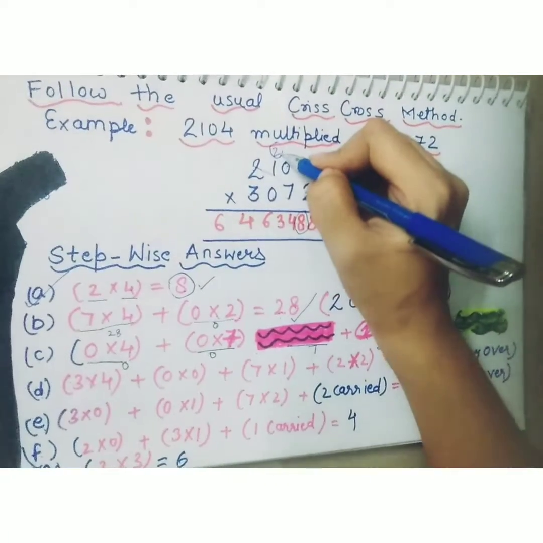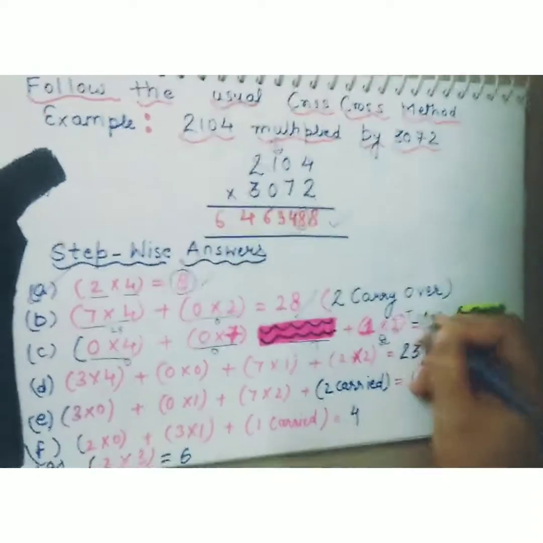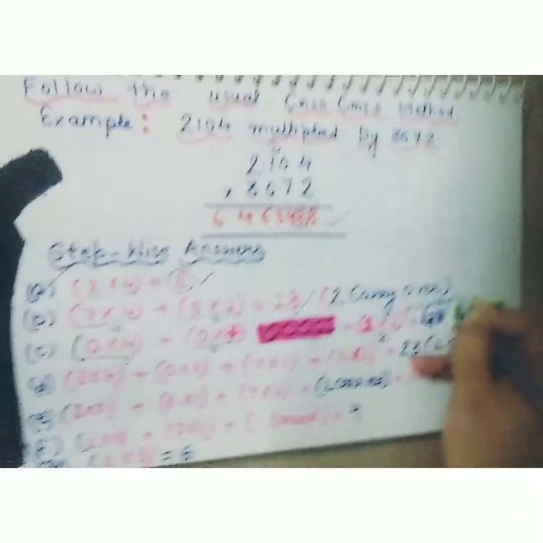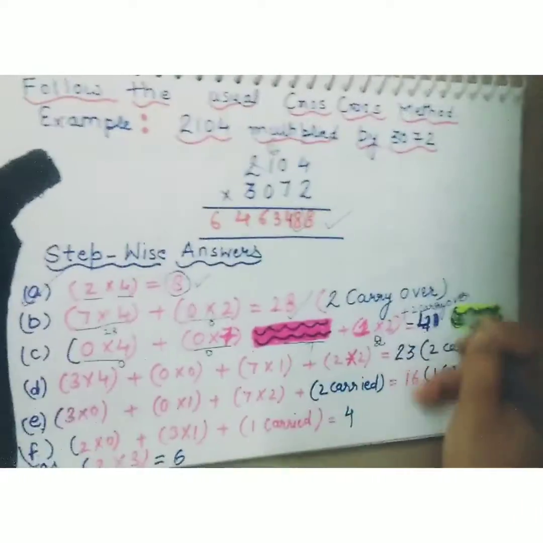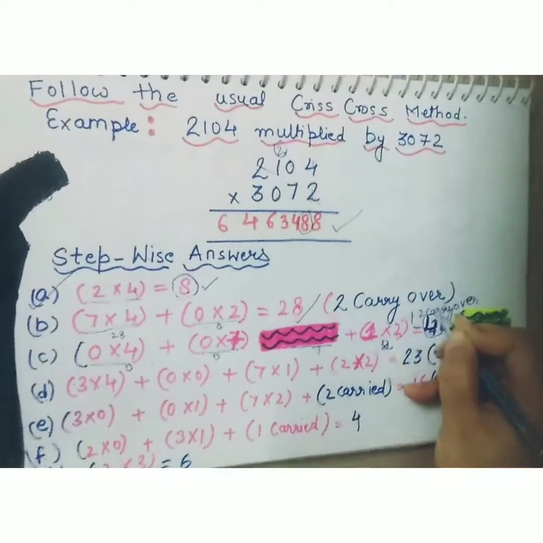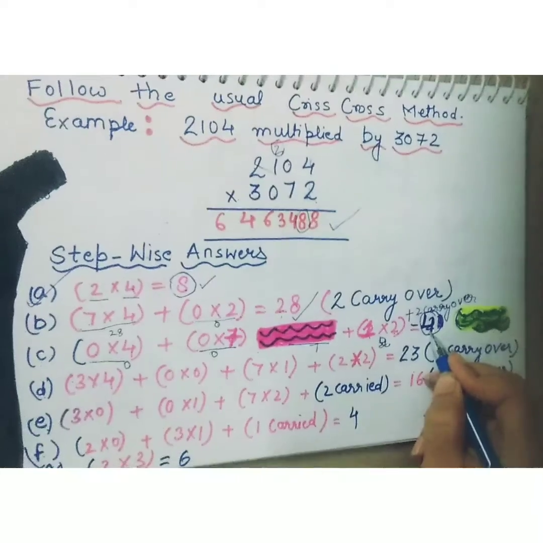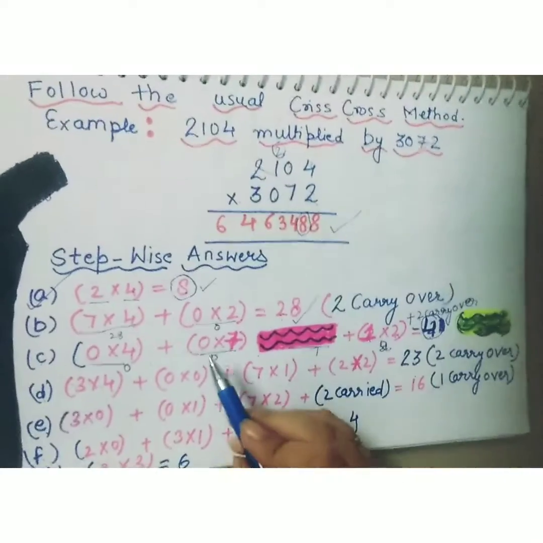So there is one carry over. I will add this carry over plus 2. Then what does the answer come out to be? 2 plus 2 is 4. I will repeat this step again.